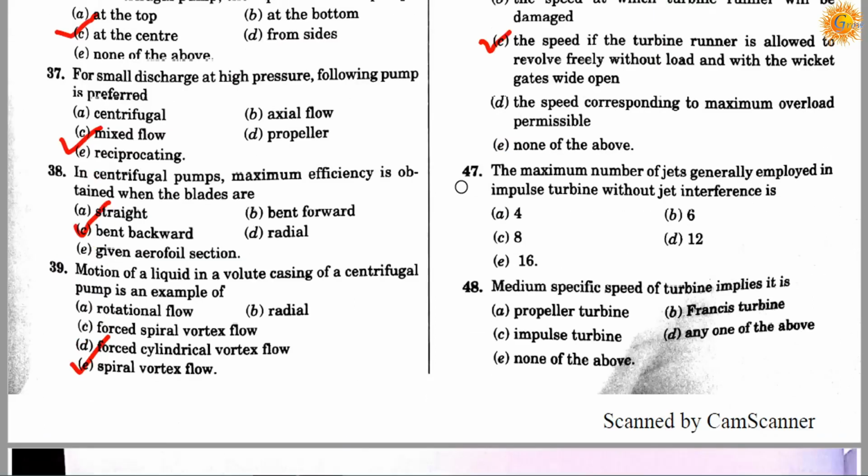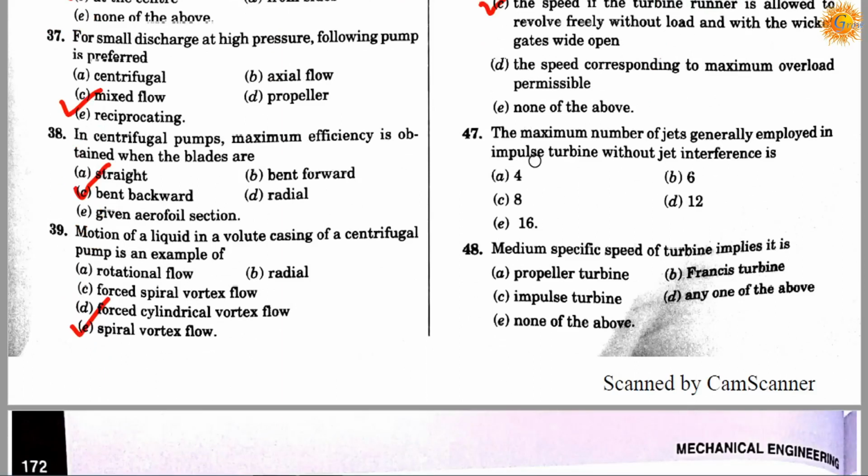Okay. Question number 47. The maximum number of jets generally employed in impulse turbine without jet interference is. Option A 4, option B 6, option C is 8, option D is 12, option E is 16. Correct answer is B. It will be 6. The maximum number of jets generally employed in an impulse turbine without jet interference will be 6.